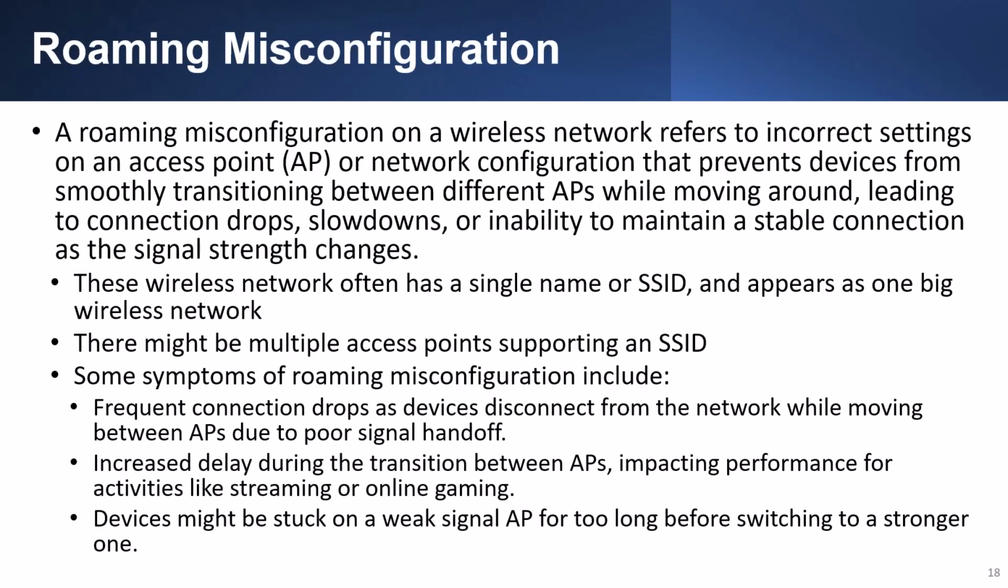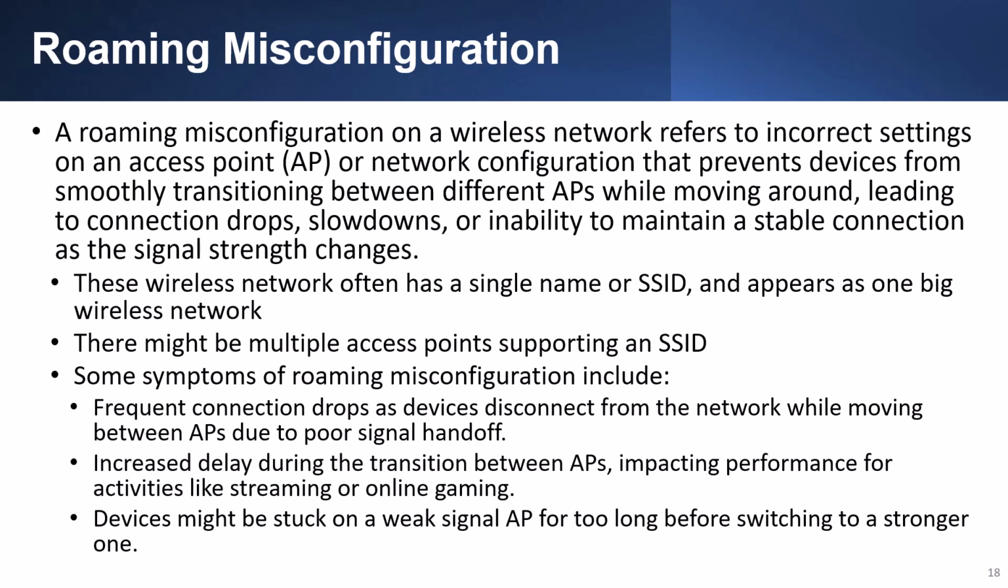A roaming misconfiguration on a wireless network refers to incorrect settings on an access point or network configuration that prevents devices from smoothly transitioning between different APs while moving around, leading to connection drops, slowdowns, or inability to maintain a stable connection as the signal strength changes. These wireless networks often have a single name or SSID and appear as one big wireless network. There might be multiple access points supporting an SSID.